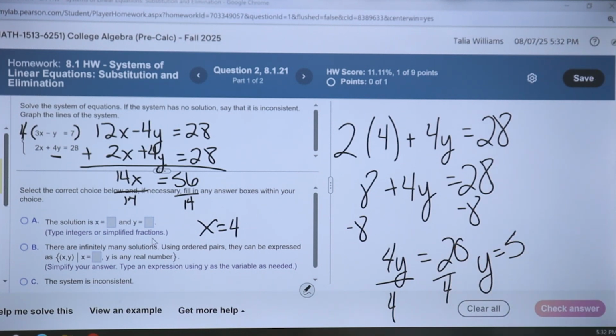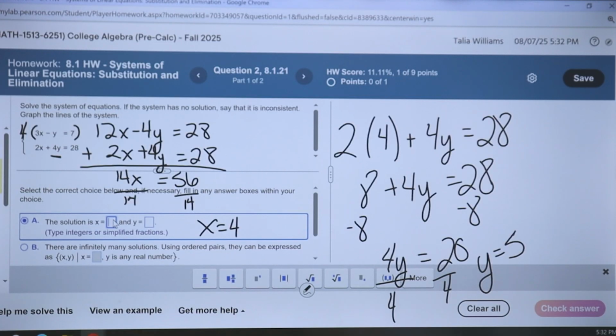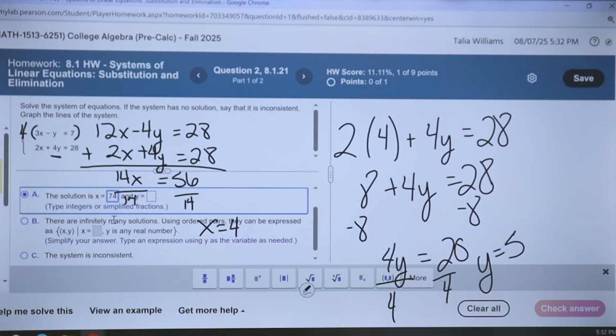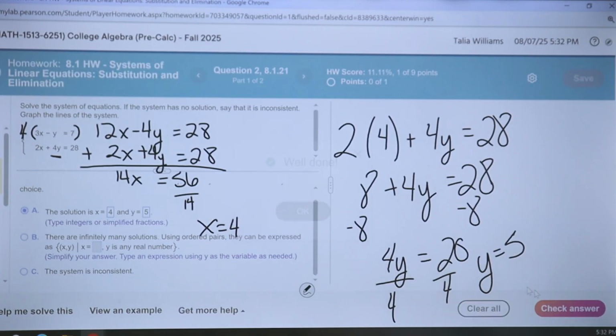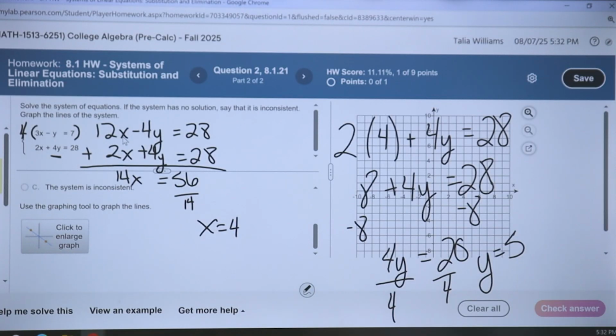Okay, I'm going to go ahead and type that in, and then I'm going to get rid of some of that math for our next part. Our x value is just 4. And then our y value is, okay, let me get rid of that now, actually. Okay, our y value is 5.